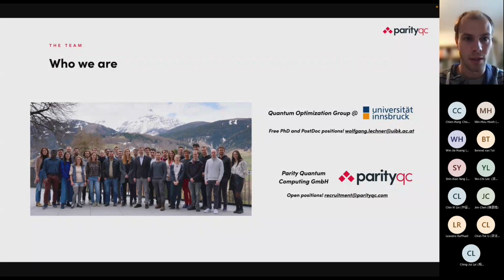So I am an employee at Parity Quantum Computing on the one hand, where I'm working as a quantum software engineer. And on the other hand, I'm doing my PhD with Wolfgang Lechner at the Quantum Optimization Group in Innsbruck. My supervisor, Wolfgang Lechner, told me to announce that he has free PhD and postdoc positions. So if you know anyone, please feel free to forward his email and outreach.